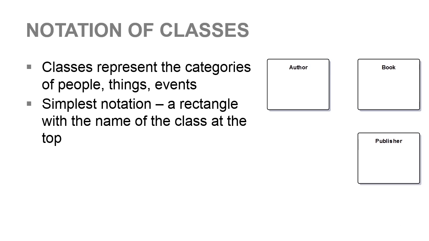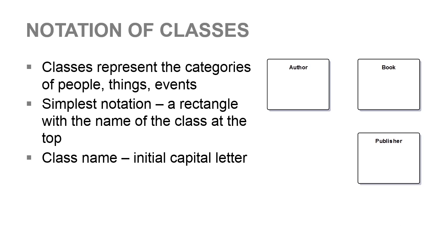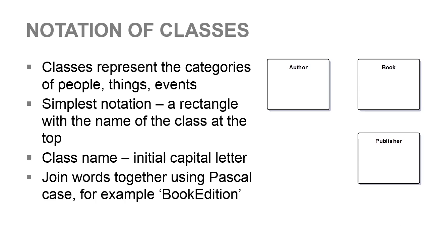The simplest notation for a class is a rectangle with the name of the class at the top. In keeping with object-oriented programming languages like Java, C++, C#, Python, or Ruby, class names begin with an initial capital letter. If the name is made up of multiple words, we concatenate them together with an initial capital letter on each word. This is known as Pascal case.